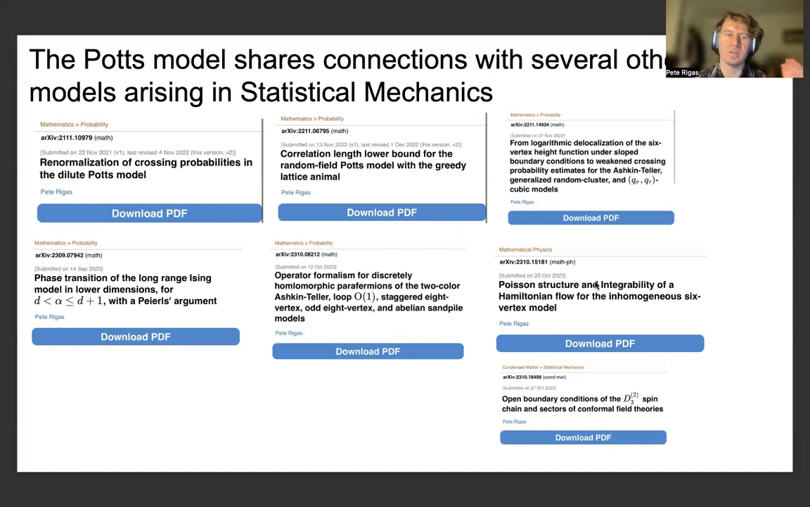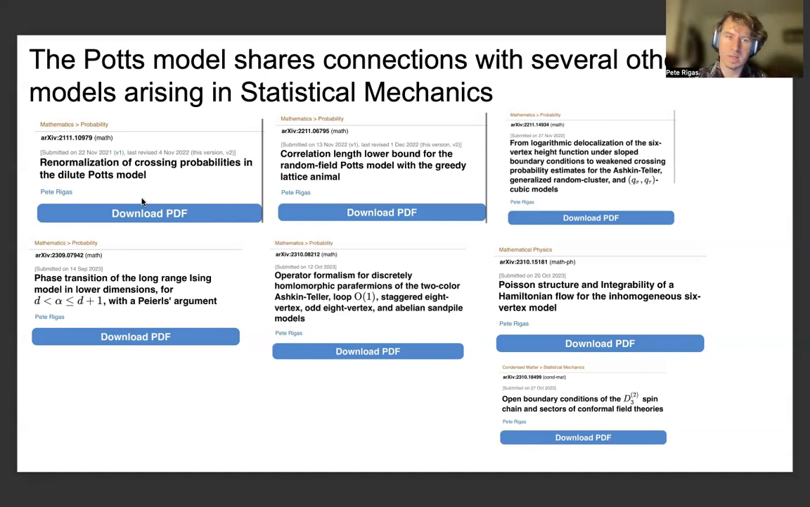And the Potts model shares connections with several other models arising in statistical mechanics. From several preprints I have authored individually on the arXiv, I've explored different types of connections between the Potts model, and this was very interesting for me to think about different ways that this robotics framework could be applied to different types of models for robotic contact in other types of areas such as biomedical applications and the like.